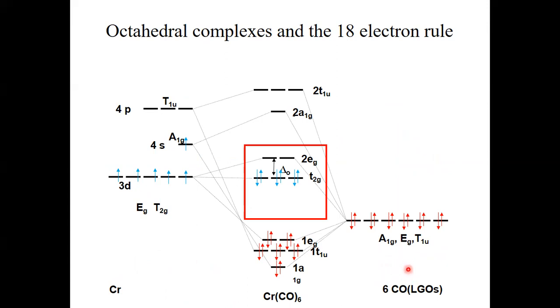pi acceptor ligands. Okay, so here's again the molecular orbital diagram without the pi interactions. So now how do we need to modify it to account for the pi interactions? Well, we would only need to consider the antibonding T2g ligand group orbitals of the ligand. The bonding ones we neglect because we know our CO is a pi acceptor. And those ligand group orbitals that have other symmetry we also neglect because we know that they don't interact with the metal eg and t2g.